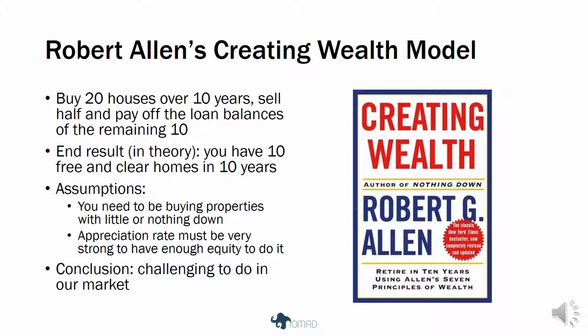So with his model, basically the end result is after 10 years, you have 10 free and clear properties that you're getting good positive cash flow on because they don't have mortgages on them, and you're able to rent them out and live off those. Now there's some assumptions for his particular model. First of all, you need to be buying properties with little or nothing down, which in our market is kind of hard to do. You can definitely buy the first one with no money down. You need to buy a USDA property, or if you have VA benefits, you can get a VA loan. So you can do that. But after that, it's really hard to do the nothing down properties in our current market. And also in his model, the appreciation must be really high. And the last couple of years, we've definitely seen that appreciation rate be high.